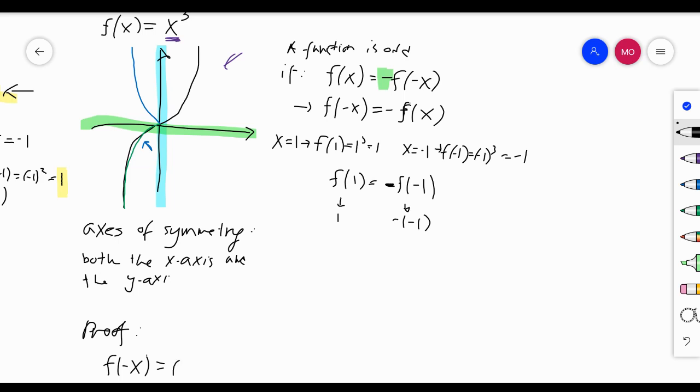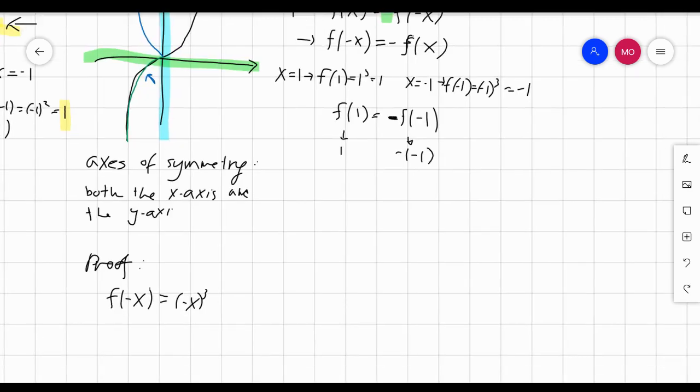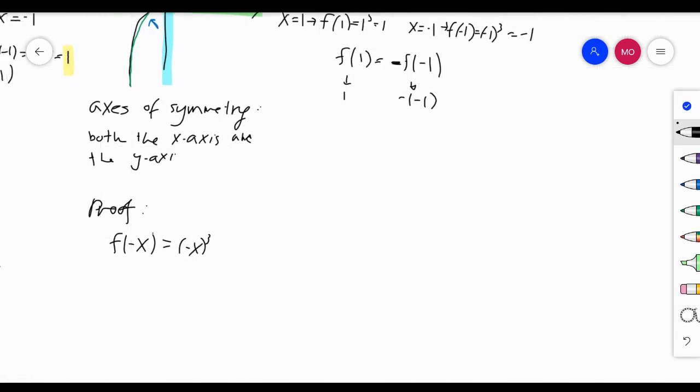minus x instead. So this is going to be minus x cubed. Minus x cubed, we don't need brackets for that. You could, because minus 1 cubed is just minus 1. So this is the same as minus x cubed, which is the same as minus f of x, because x cubed is equal to f of x. And therefore, you have proven that f of x is odd. All right. I hope this made sense.